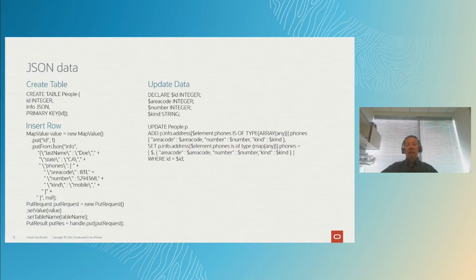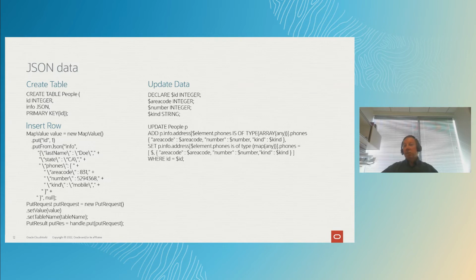Oracle NoSQL easily handles JSON data. This is a three-part example where we are showing a create table, inserting data into it, and then updating it. We are inserting one row. We're using a map value construct here. At the bottom of that, we're showing another put request. Here we're showing some data from an individual with a phone number.